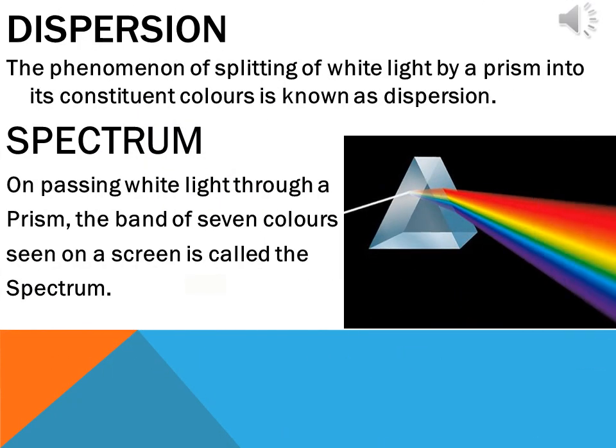So we have learned that dispersion is the phenomenon of splitting of white light by a prism into its constituent colors, and spectrum is the band of colors seen on a screen when white light passes through a prism.